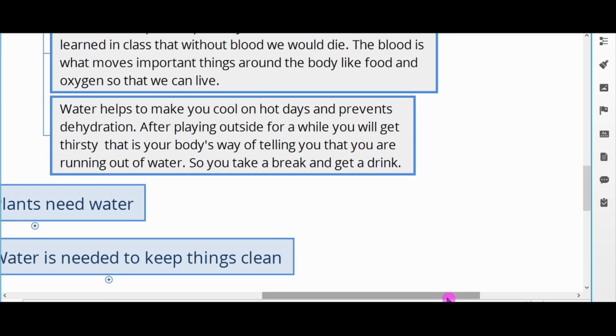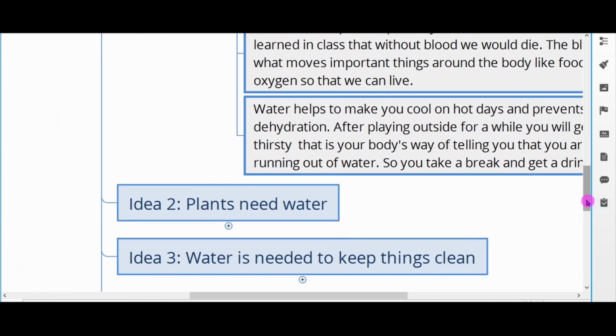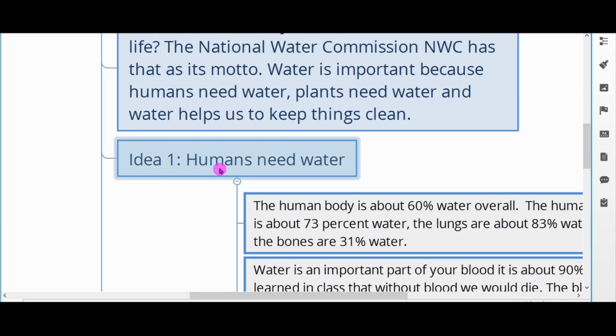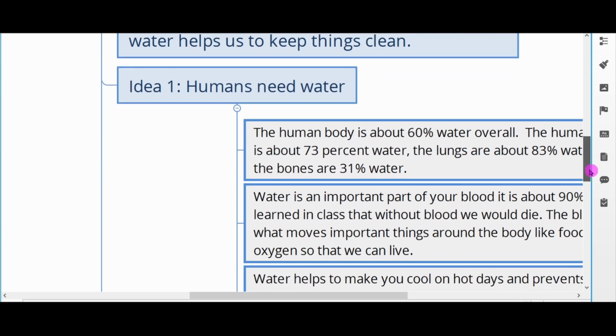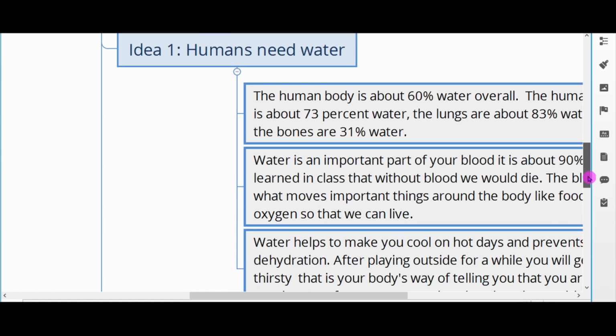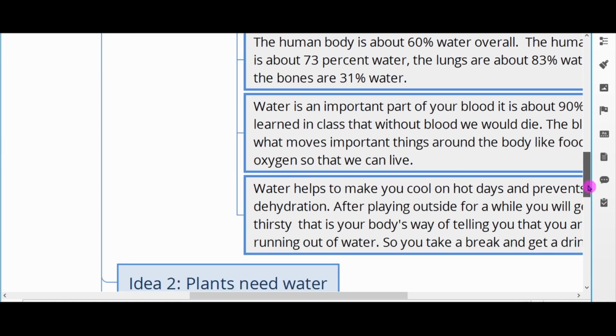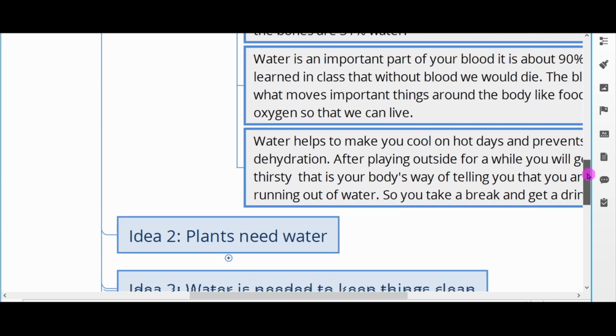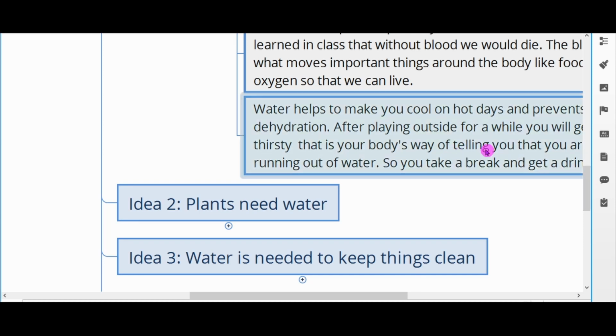So that was the first idea that says humans need water. So you need water because 60% of your body is water, and all these different important organs have water in there. Even your bone has water in there. Without water, your blood would not work effectively to carry things around, and water will prevent dehydration. The next idea is that plants need water.